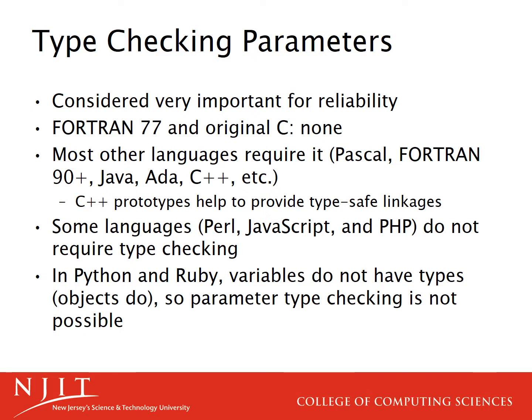Some languages don't require type checking, and in some languages, type checking isn't even possible. You can't explicitly declare in a Python function that a particular argument must be of a particular type. If it's important to you that an argument to a function be, say, a dictionary, you have to explicitly write code to check to make sure it's a dictionary.